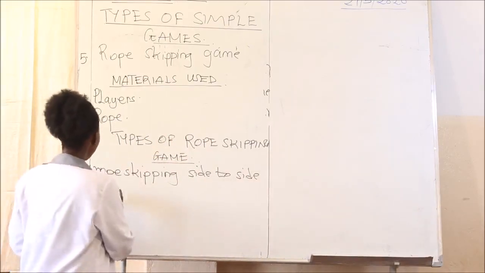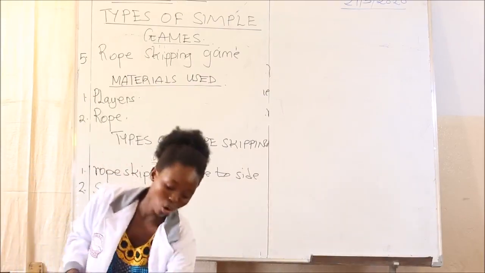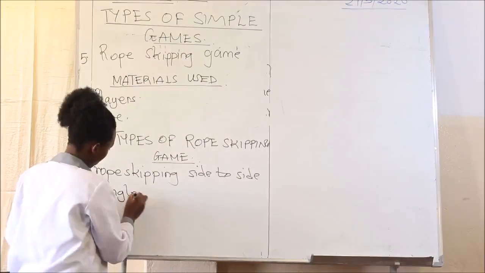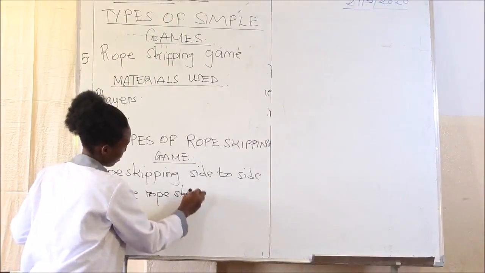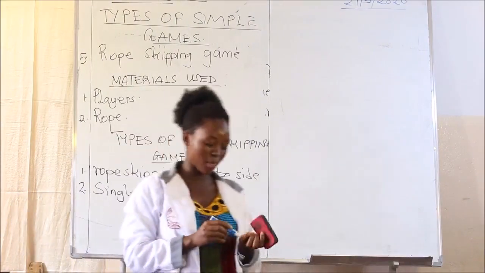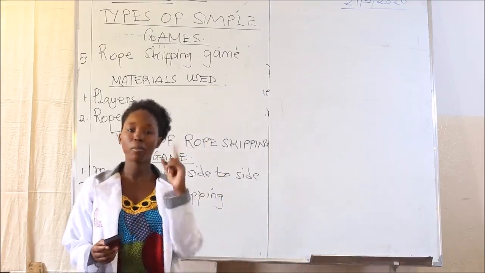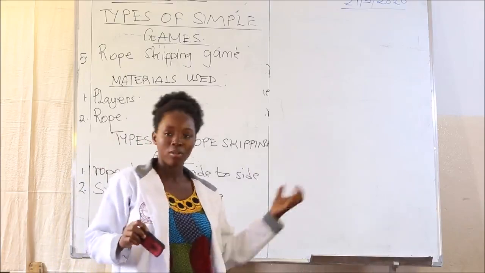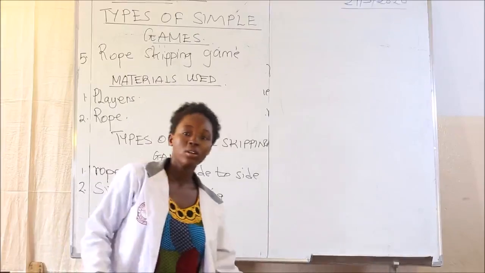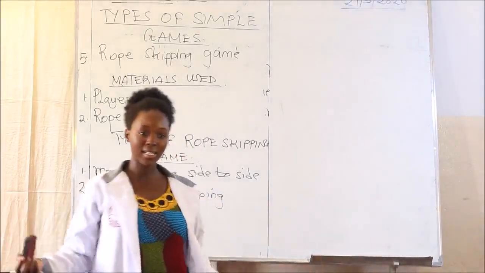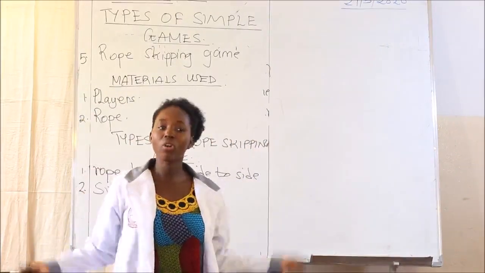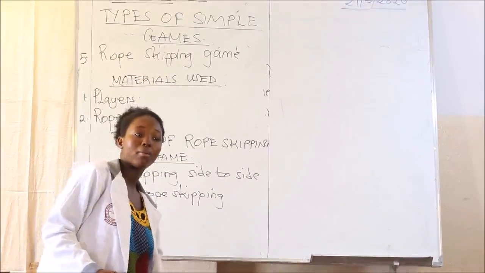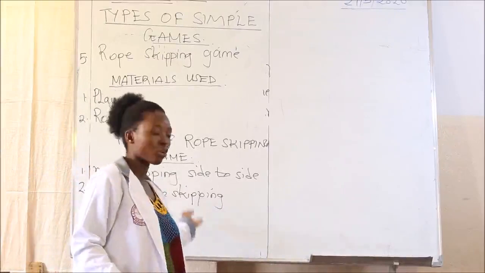Number 2, we have single rope skipping. Now, how to play this single rope skipping? When I say single, it means 1. One player plays her or himself. You take your rope, you catch the rope with 2 hands, this side and another side. Then you start jumping over the rope. You play yourself, maybe it's a boy or a girl. Single rope skipping.